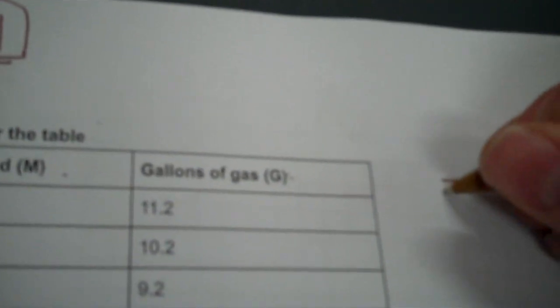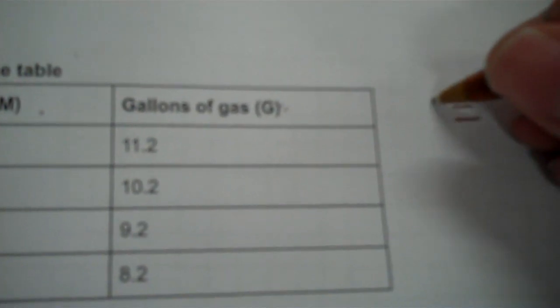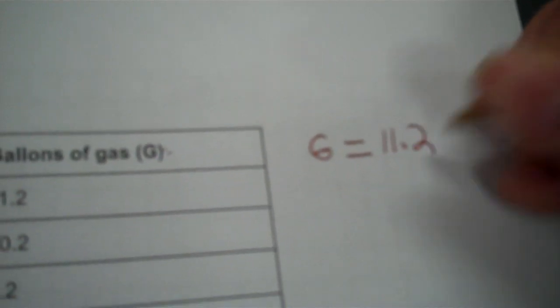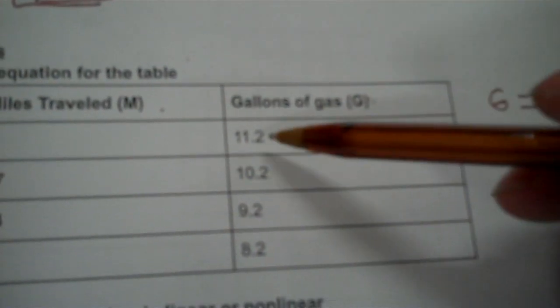This is the independent variable m. This is the dependent variable g. To write an equation, you need an equals. You start with g, okay, your dependent variable. Now what's g start at? 11.2. Okay, easy enough. G equals 11.2, wherever it starts, okay?